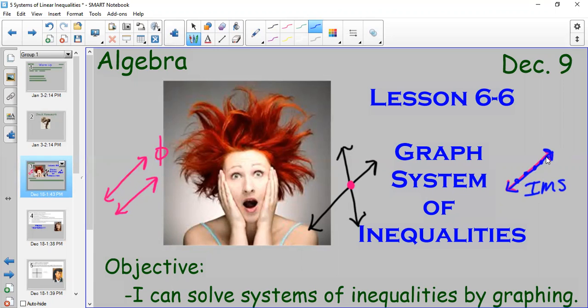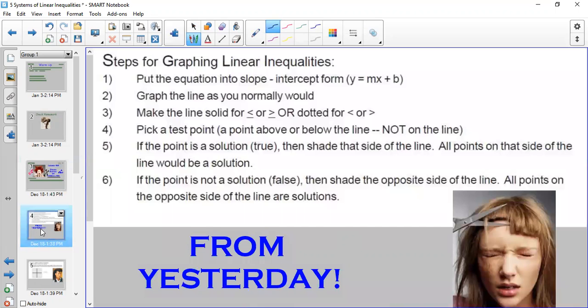Okay, so that was, again, a quick review of what a solution to a system of equations looks like, but today we're going to focus on what the solution looks like for a system of inequalities instead. All right, so we're just going to jump right into the examples because we're going to be following the same notes, the steps from yesterday.